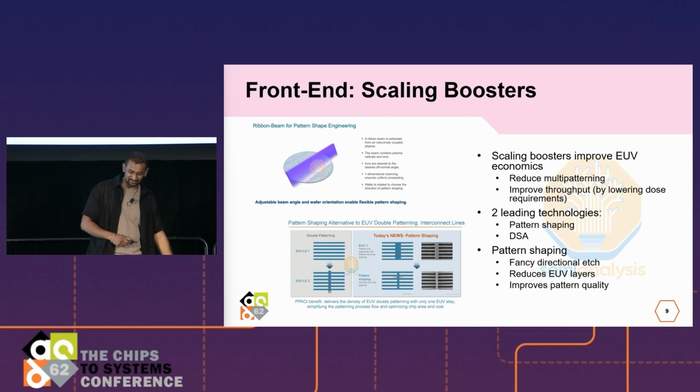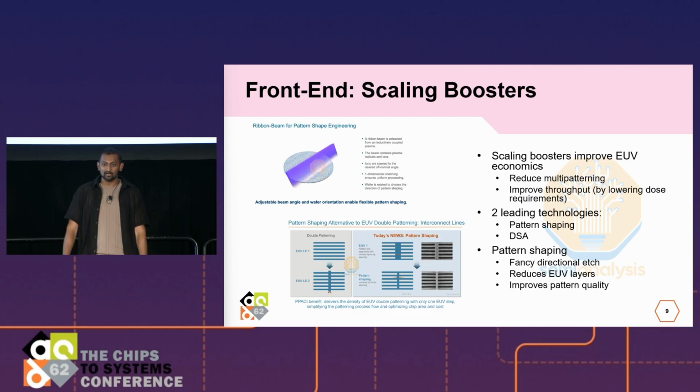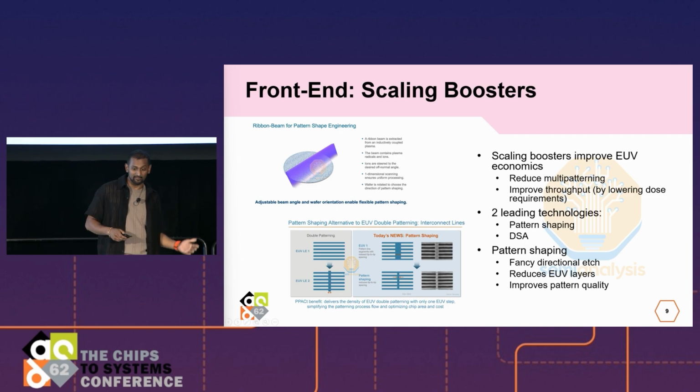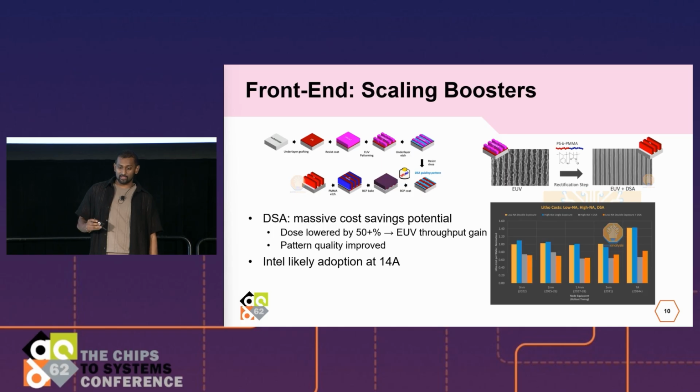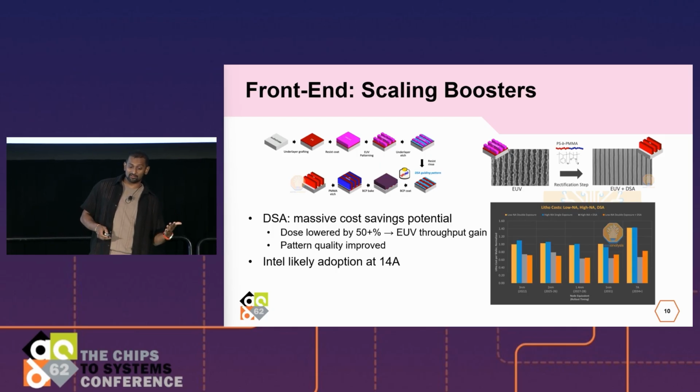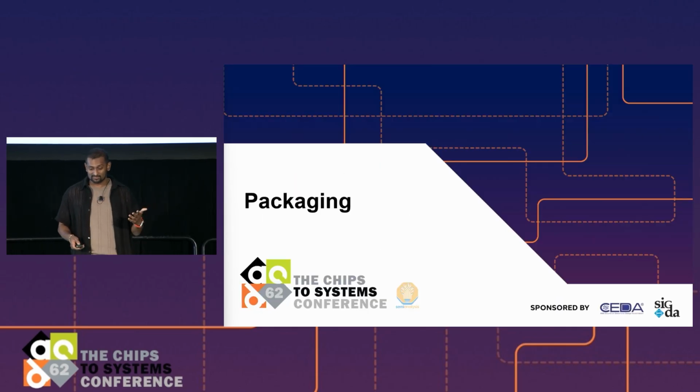Trying to tie this back to this conference. And likewise, DSA, it's basically like you print a line and then it turns it into 2 lines. This again, it's directed self-assembly, another method where your design rules are going to change significantly to continue interconnect scaling. And what's interesting about DSA is Intel said they're going to adopt it at 14A. Obviously, there's a lot of turmoil with what's going to happen, but that dramatically would save costs.